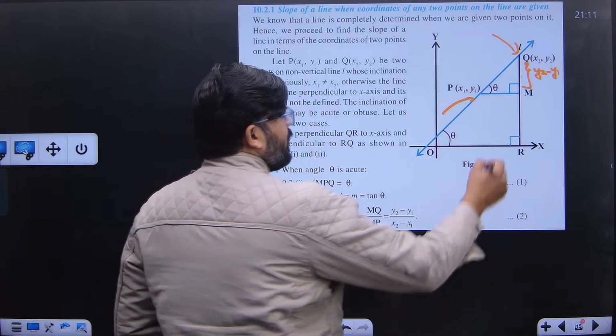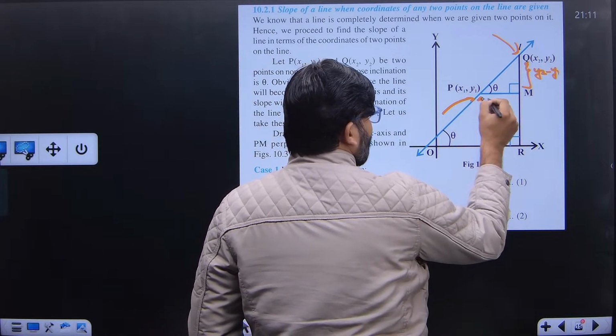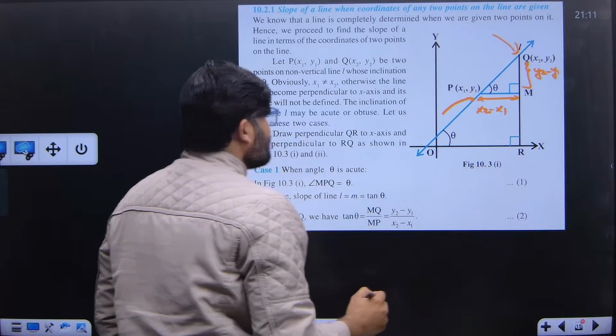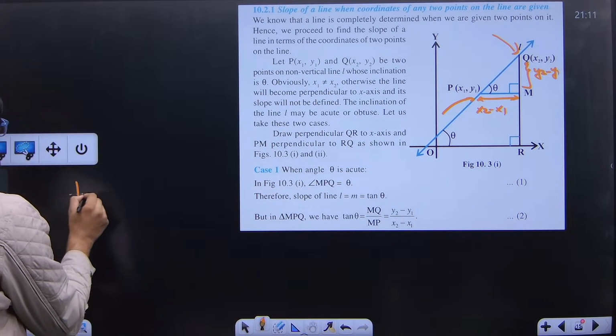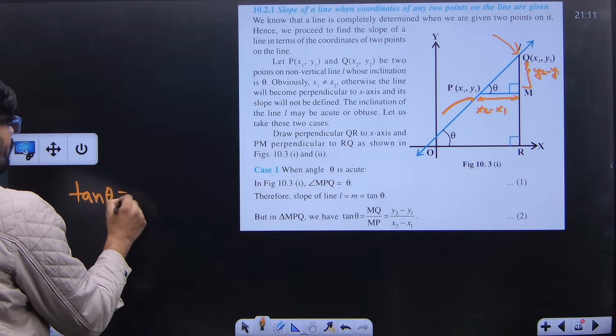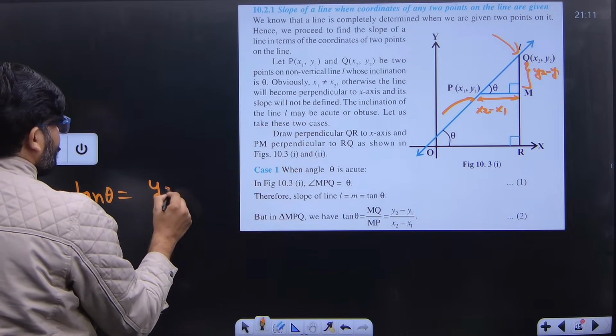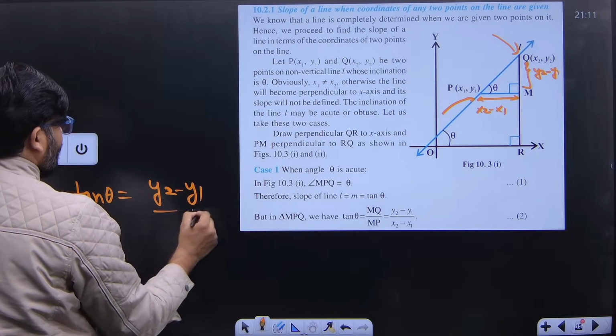Now what is the perpendicular distance? y2 minus y1. What is the horizontal distance? It is x2 minus x1. So if I ask you, what is tan theta for the given particular region, you will say, sir, you said opposite side. So the opposite side is what? y2 minus y1.